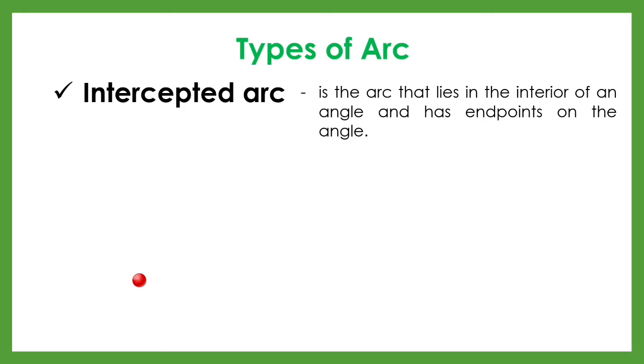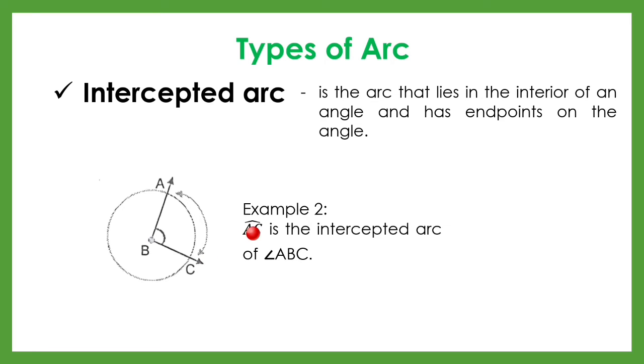Let's have another example. So, what is the intercepted arc in this circle B? So, the intercepted arc is arc AC. Arc AC is the intercepted arc of angle ABC. So, identify din natin later kung anong type of angle itong ganito. So, those are the 4 types of arc. We have the semicircle, major arc, minor arc, and intercepted arc.